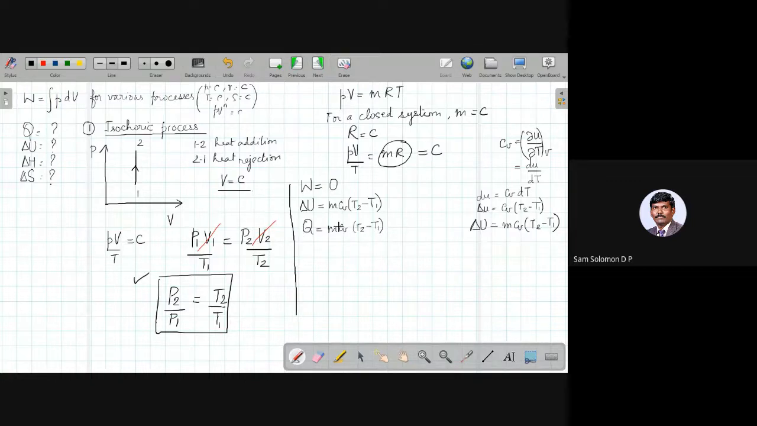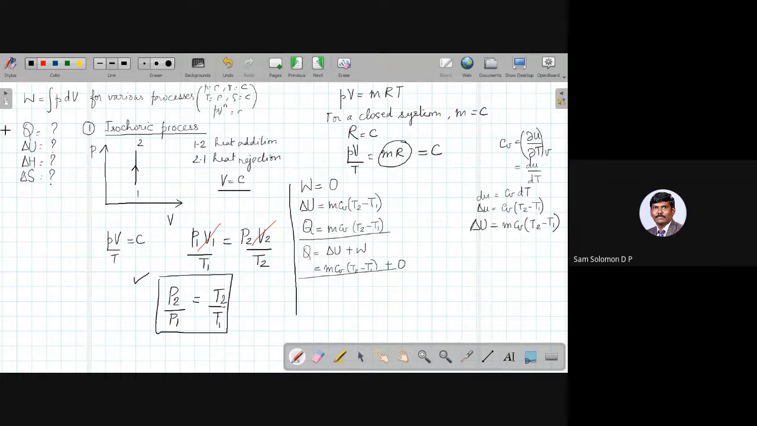And if you have a confusion whether it is Cv or Cp, just apply the first law of thermodynamics. In the first law of thermodynamics, this is very clear that from the definition of delta U, this is mCv into T2 minus T1. Work done here is 0. So Q is automatically mCv into T2 minus T1. Okay, you can apply the first law of thermodynamics and check if what you have written is right or wrong. So this is your heat transfer.